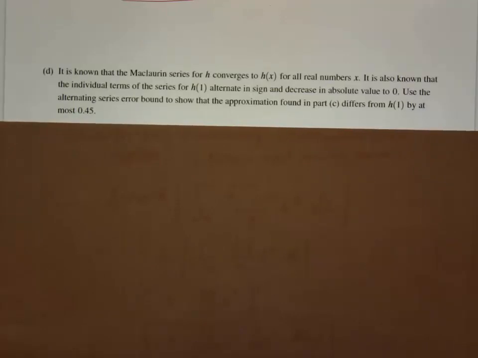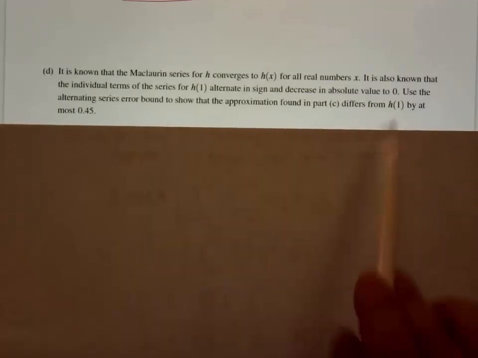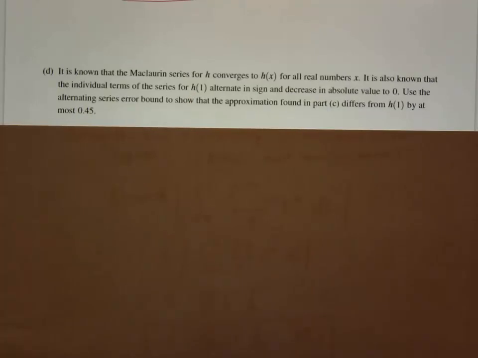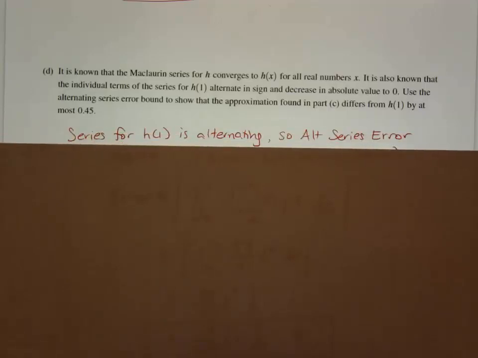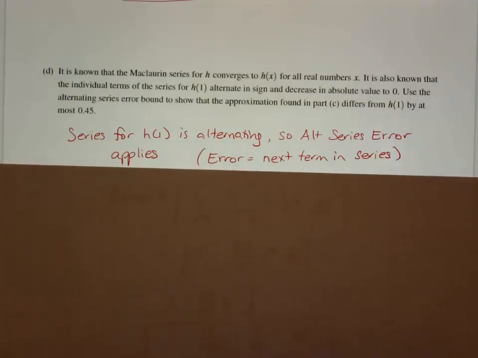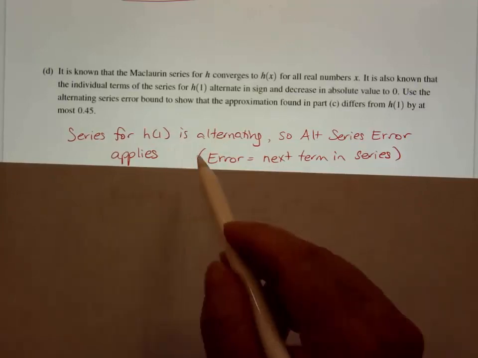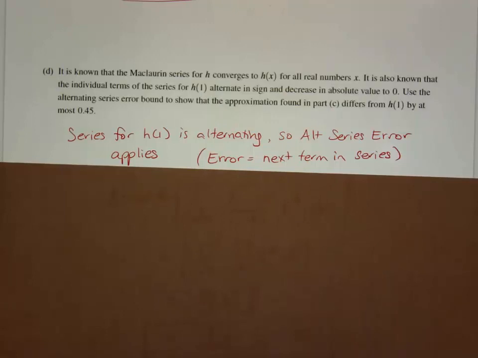It fits all of the qualifications to use the alternating series error bound. It decreases, it alternates in sign, and it converges. So the series for h of 1 is alternating, so the alternating series error applies. Now in retrospect, I believe I needed to write down, since the series for h of 1 fits all of the criteria for alternating series, that the alternating series error applies, and the error is the next term in the series.